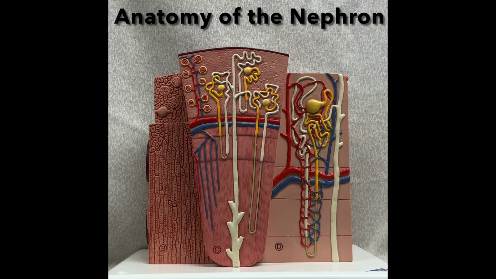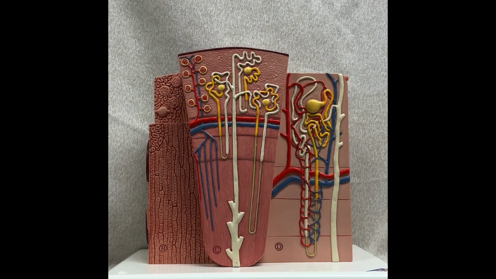In our video here, we are going to take a look at a model that's really going to allow us to focus in on the nephron. We can go ahead and get our bearings first. What we're looking at here is a portion of the cortex and the medulla enlarged, that way we can really see the nephron structure a lot better.